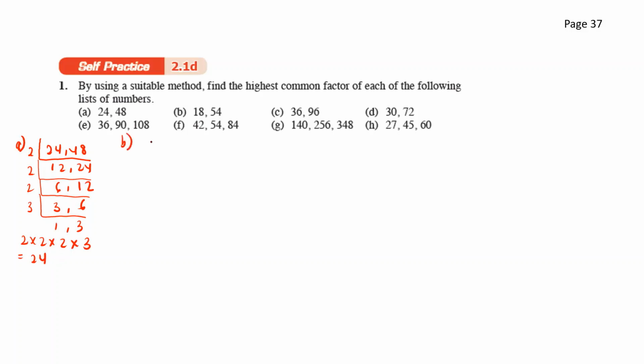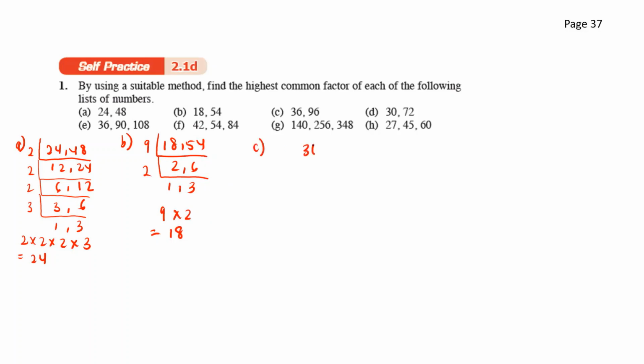Next for B, we have 18 and 54. So here let's do the same thing. We have 9 here, 2 and 6. Once again, 1 and 3 cannot be divided. So 9 and 2 gives us 18.